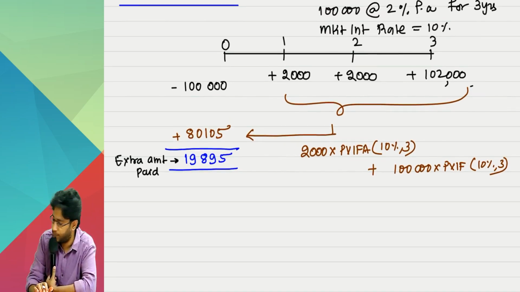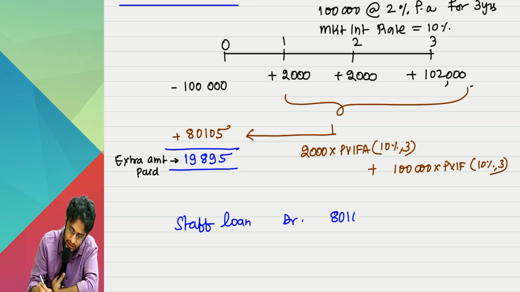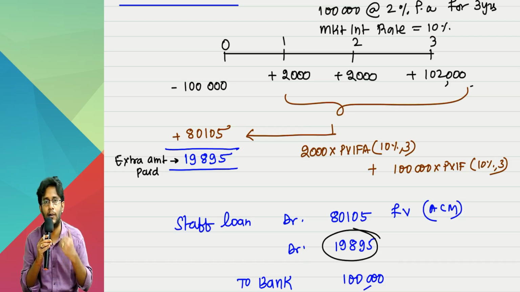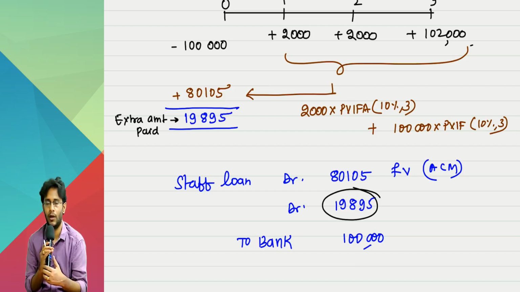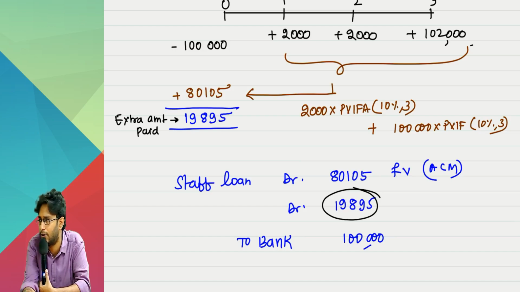Now, what is the accounting for this? Accounting is very simple, sir. Look at this. Staff loan account debit, fair value, which I should record in amortised cost method, to bank, what I am paying is 1 lakh. The gap that comes, 19,895, is a balancing figure, which is basically a kind of benefit the company has given to the employee. Definitely, very clearly, the company has given freely an amount of 19,895 to the employee. The employee cost has to come to the P&L account basically.